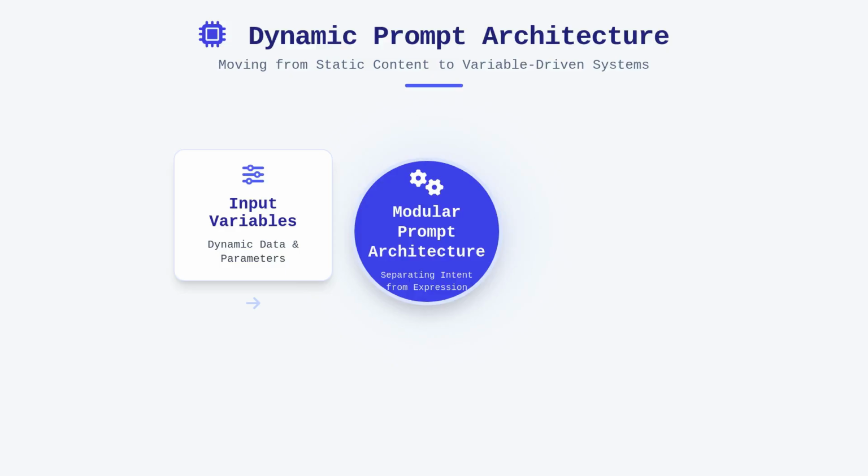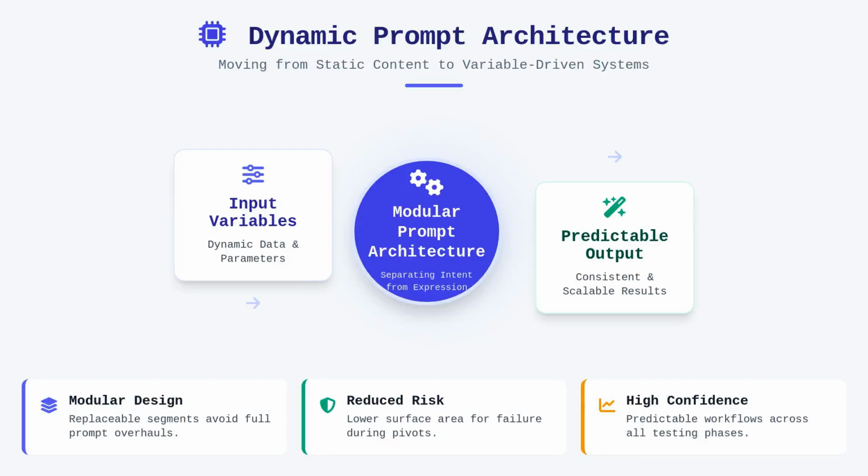By investing the time to design these structured prompts with replaceable segments, you reduce the surface area for failure when you decide to pivot your messaging strategy. You no longer need to conduct a massive overhaul of your prompt library. You simply modify the input data that is fed into your established, tested structures. This leads to a higher degree of confidence in the outputs and a more predictable workflow during your testing phases.